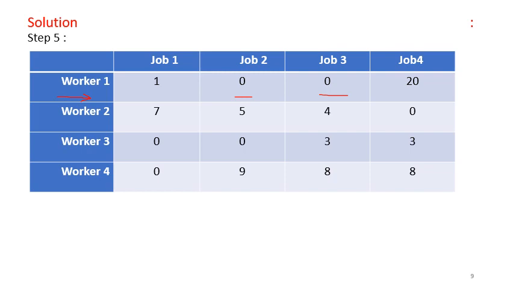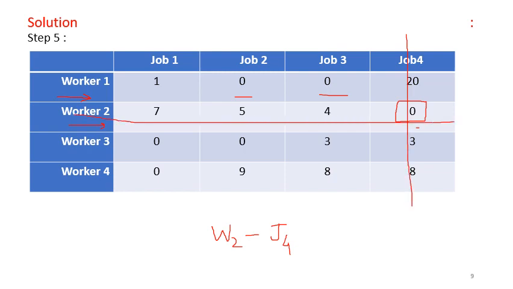When you go to the next row, for worker 2 you can see there is only one 0, corresponding to job 4. So immediately box that, which means you are making an assignment. You are assigning job 4 to worker 2, because there is only one 0 value in this second row. So job 4 is now assigned to worker 2. Go to the third row now.